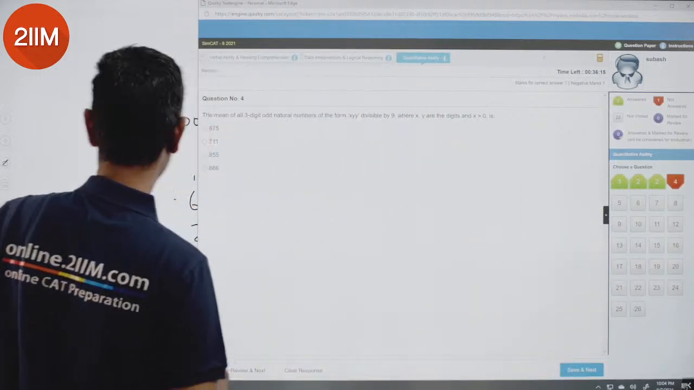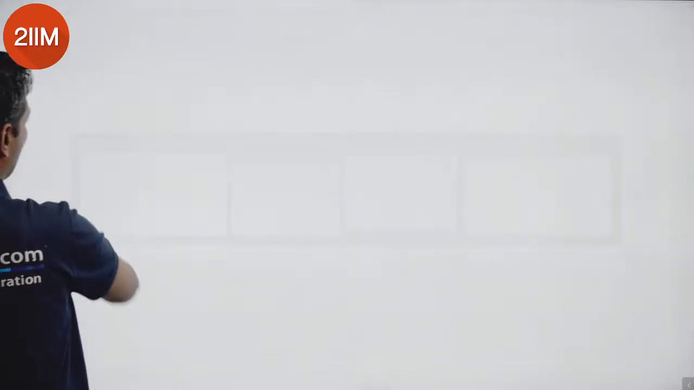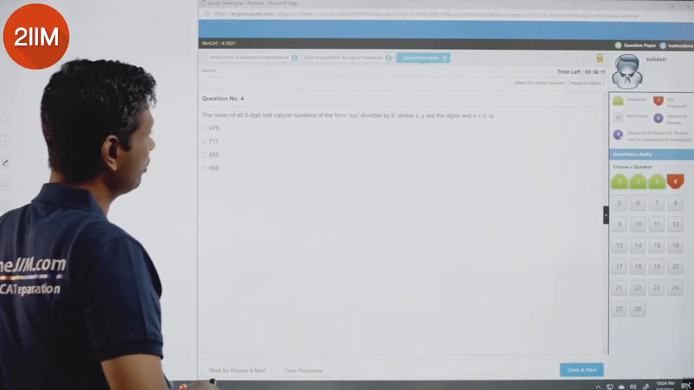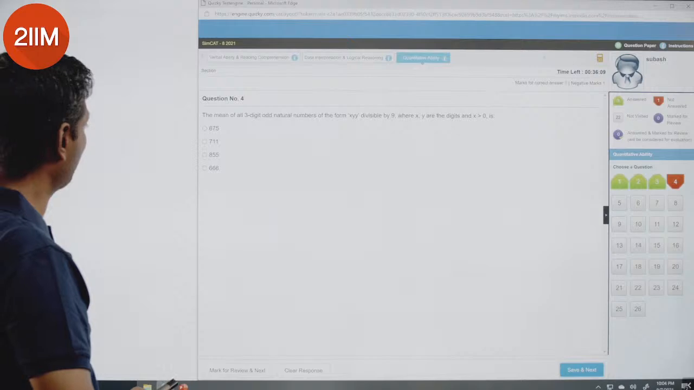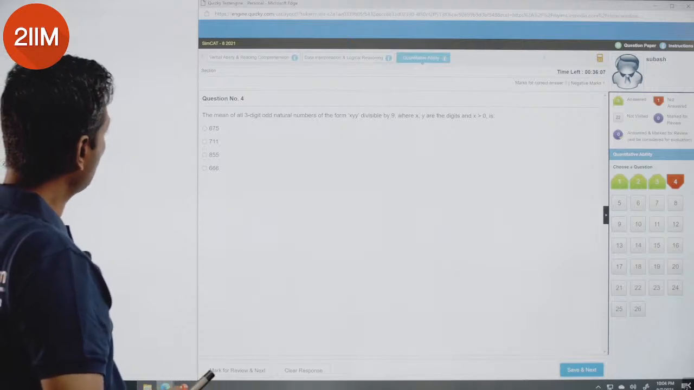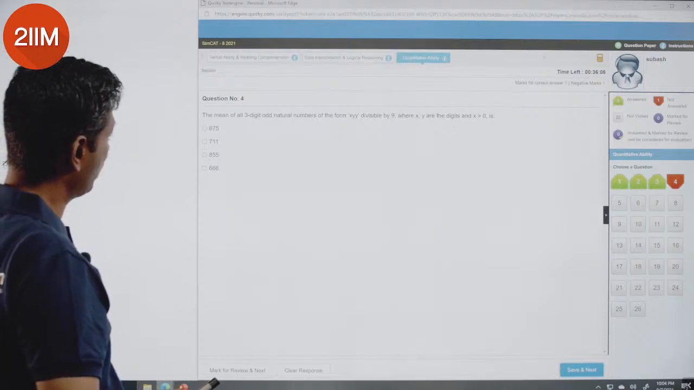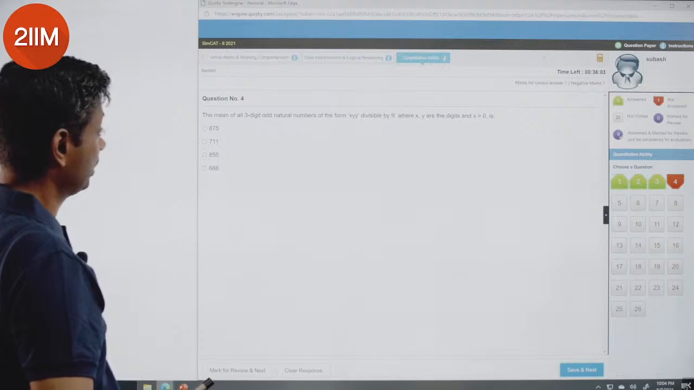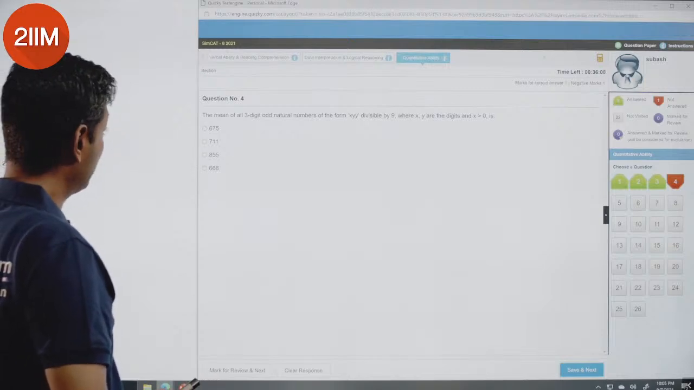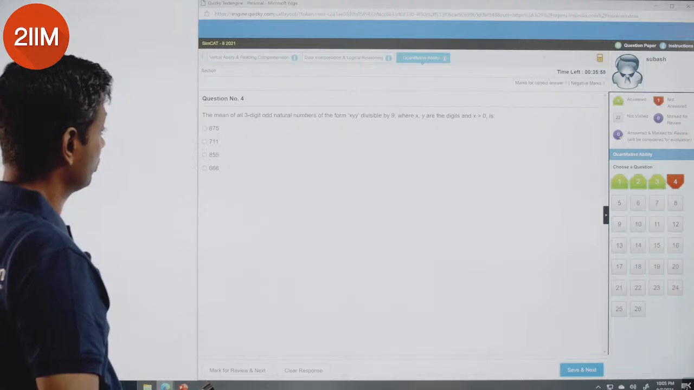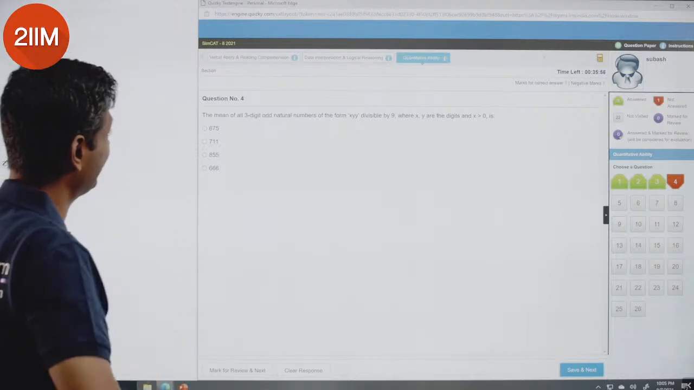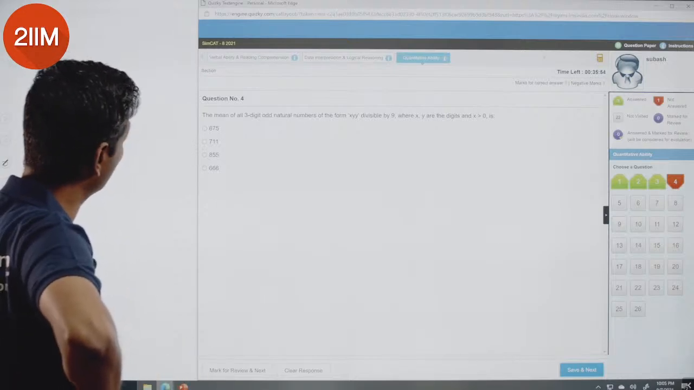The mean of all 3-digit natural numbers of the form xyy divisible by 9, where x, y are the digits and x greater than 0. Mean of all xyy divisible by 9 and x greater than 0. Am I missing something, or is it just brute force?